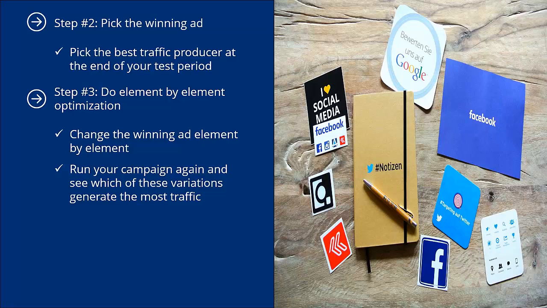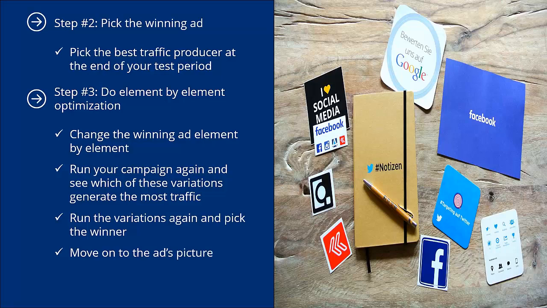Deactivate the rest, and then take the winning headline and see if you can come up with a tweak that would increase the conversion rate. Run the variations again and pick the winner. Keep repeating this until you cannot improve the click-through and conversion rate of the ad. Move on to the ad's picture. Run the same ad but with 5 different pictures and repeat this process again. At the end of this process, you would be able to identify the best performing ad because you have optimized all its elements starting from the headline, to the picture, to the description, to even the link.